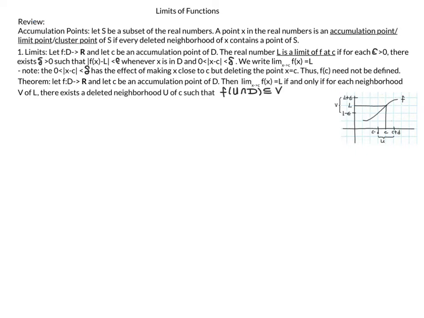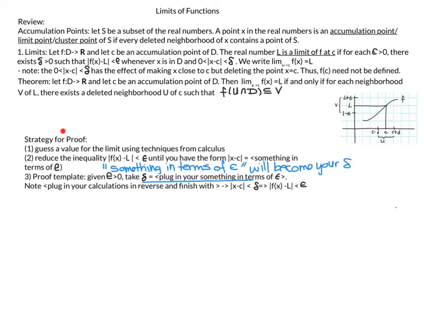if and only if for each neighborhood V of L, so this V is (L minus epsilon, L plus epsilon), there exists a deleted neighborhood U, where U is the neighborhood (c minus delta, c plus delta) without c, such that f of (U intersect D), the image of U intersect D, is contained in V. So in other words, for this small neighborhood, we can find a neighborhood in the domain whose image will stay within our neighborhood V. Again, this is another way of looking at the limit definition, in terms of neighborhoods.